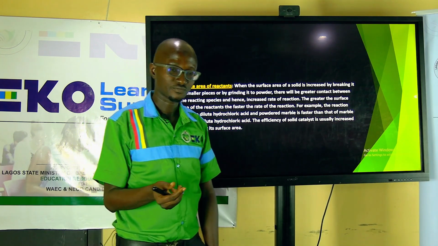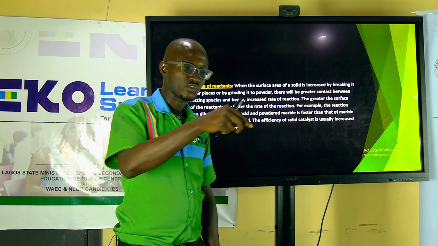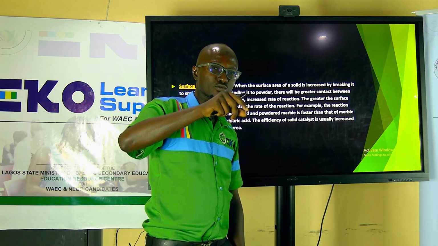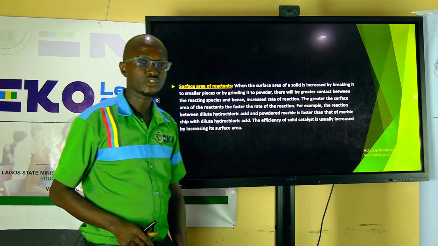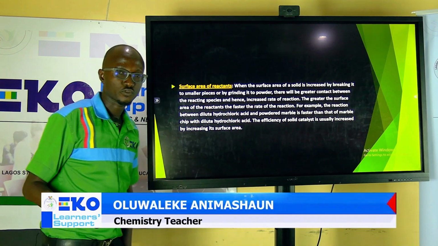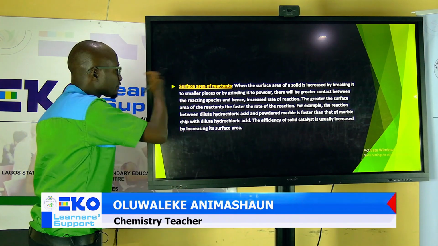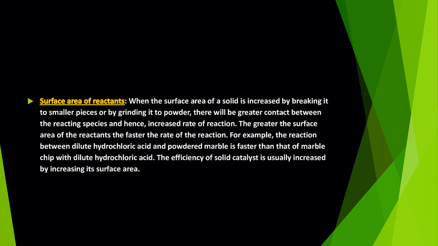But what do we normally do? We take time to squeeze the Maggi. We squeeze it into smaller particles, break it down before we now put it in our soup mixture. So that will make it faster and that will make our soup sweeter. That's an application of surface area of reactants. So the higher the surface area, the higher the rate of reaction.